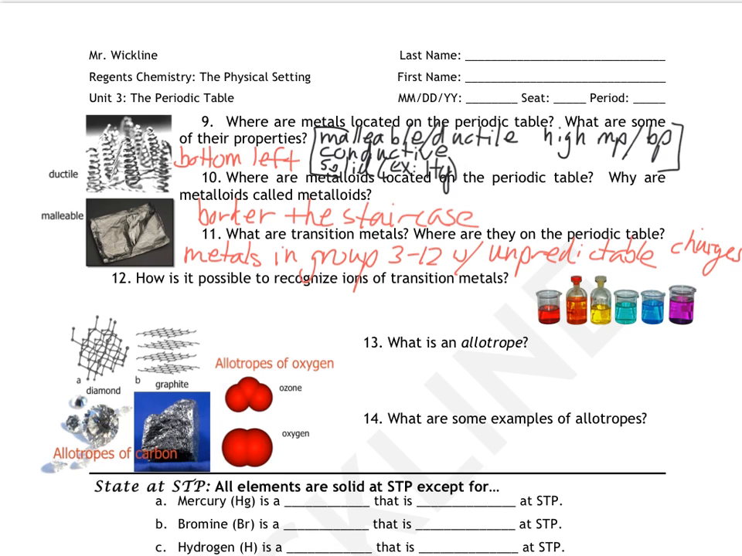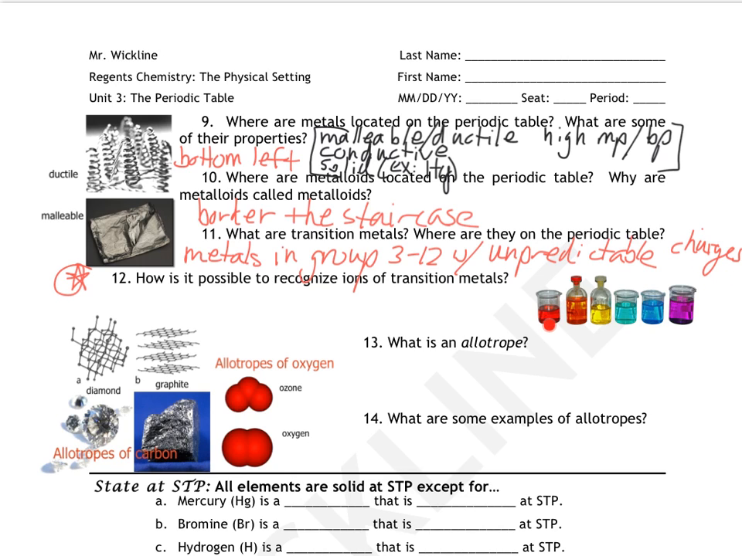All right, here's a good one. This will come up a lot. How is it possible to recognize the ions of transition metals? I would say put a star here because this one does come up a lot. And I put a little picture example. So these solutions all contain the ions of transition metals, meaning that we took one of these guys that have the unpredictable charge, and then we gave them a charge.